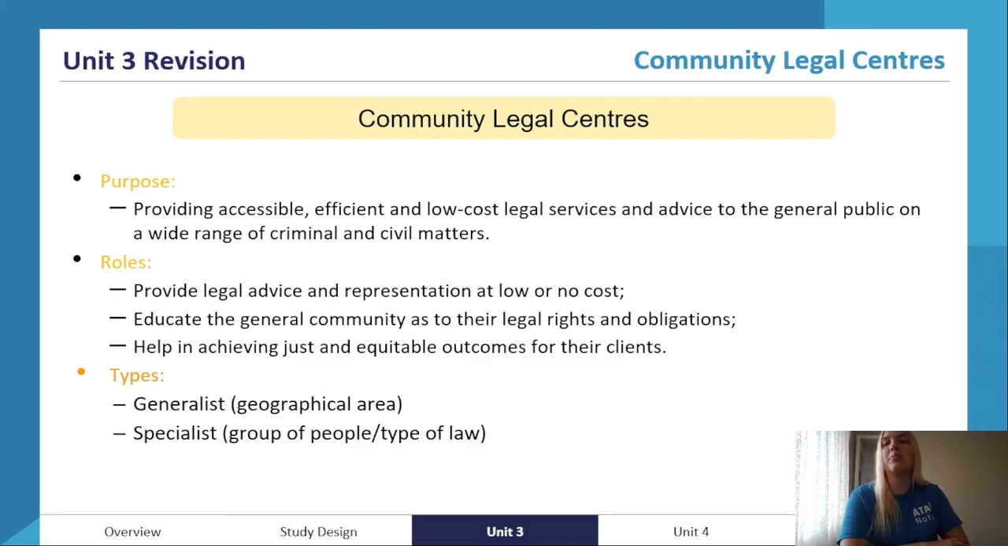Rarely do they appoint duty lawyers, which is how they differ from VLA, but they will have some volunteer lawyers working for some of them, and those may be able to provide actual legal representation for trials. But they do provide a lot of legal advice and a lot of free information. There are also two types. There's a generalist community legal center, which is based on a geographical area that we might be able to seek out their assistance. And there are also specialist ones that might be assisting with only certain types of the law or only assisting certain groups of people, such as Aboriginal and Torres Strait Islander people.